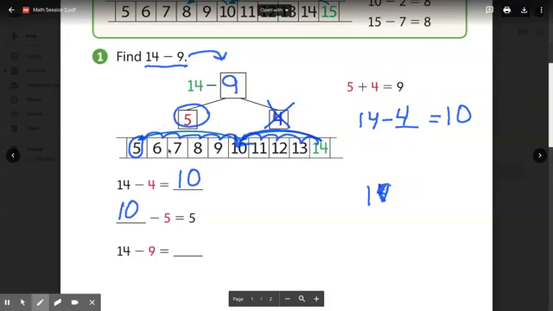So if we look at this whole number path, if we take 14 minus the entire 9 together, that is going to give us 5. Okay. So all the work that you've done for your number bonds, all of your part wholes, those are really going to come into play. 10 minus 5 equals 5.